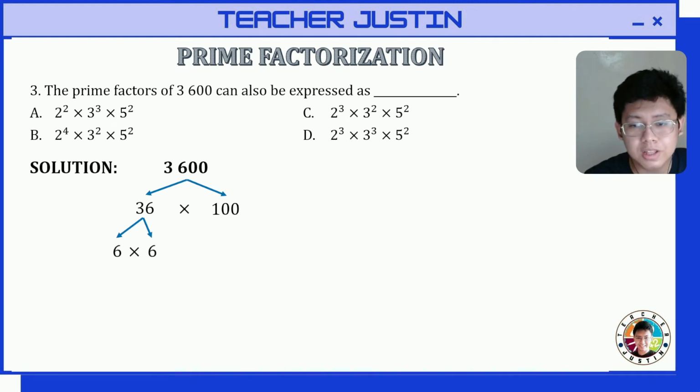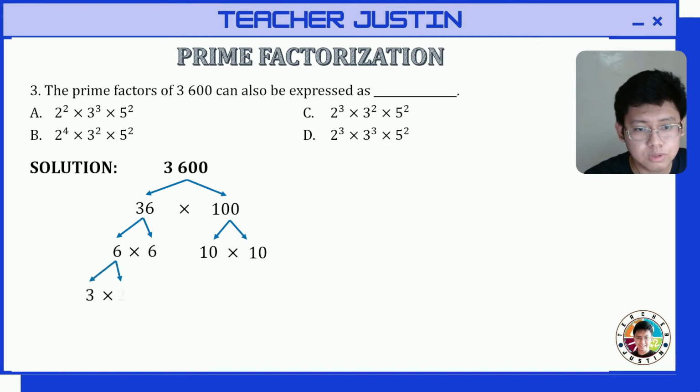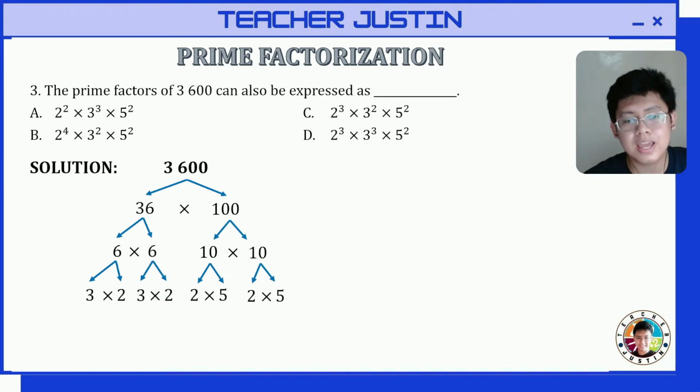Okay? Si 100, pwede natin siyang i-factor as 10 times 10. Okay? Next, try nating i-factor si 6. Yung factors ni 6 ay 3 times 2. 3 times 2 din dito kay 6. Okay? Then, si 10, ang factors naman niya ay 5 times 2. So, 5 times 2, 5 times 2.